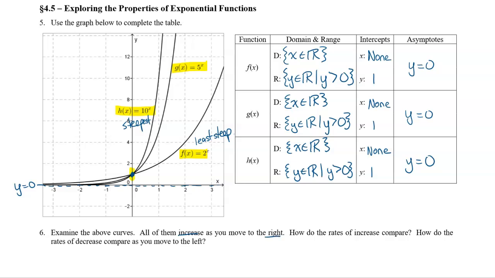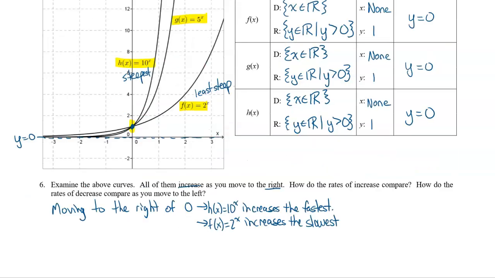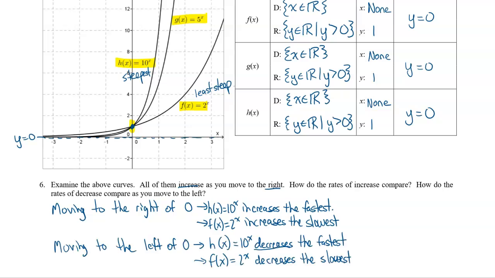It says, examine the above curves. All of them increase as you move to the right. How do the rates of increase compare? How do the rates of decrease compare as you move to the left? Let's do that now. As you move to the right of 0, h of x equals 10 to the power of x increases the fastest, but f of x equals 2 to the x increases the slowest.